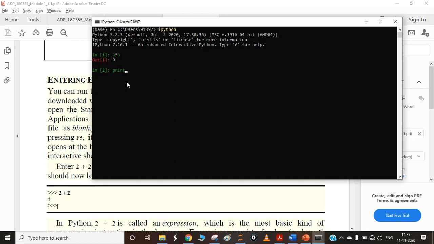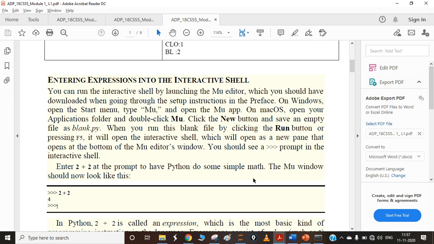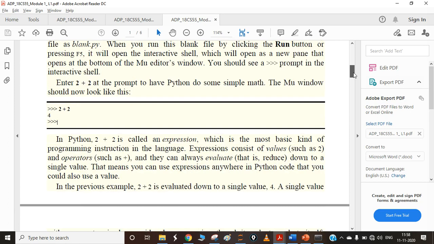For a moment, assume that you want to execute, or print a message, Hello. Here you are not supposed to press shift enter, you are just supposed to press enter. But in case of Jupyter notebook, in order to execute a particular cell, you are supposed to press shift enter. So this is how we can execute different expressions in the interactive shell.